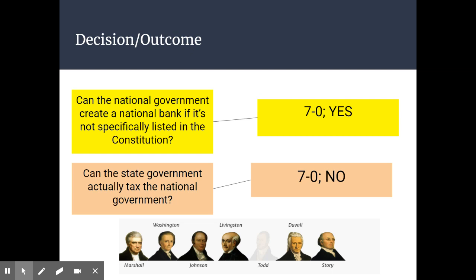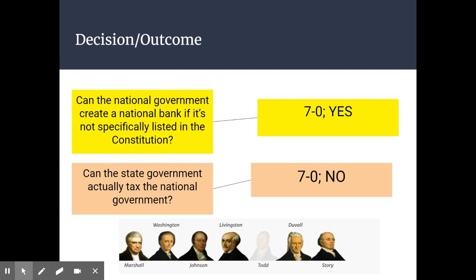So the first question, can the national government create a national bank if it's not specifically listed in the Constitution? Unanimously, the Supreme Court says yes, that the necessary and proper clause can be used to do more than what's listed in the Constitution. And as long as you can make a direct connection to something that is listed in the document, you can generally do something that's not listed specifically in the document.